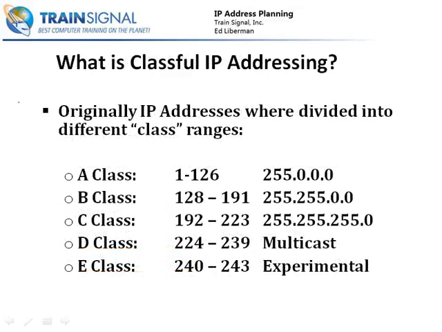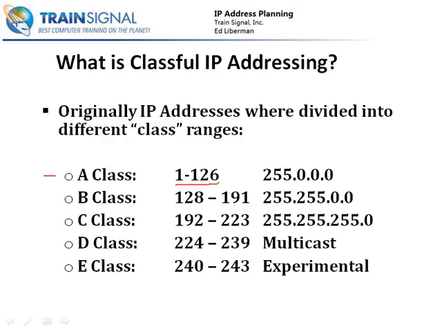Now let's talk about classful IP addressing. When TCP/IP and the internet were first developed, all IP addresses were divided into different class ranges. And they are the A, B, C, D, and E class range of IP addresses. And these classes can be recognized by looking at the first octet in the IP address. Here, in the A class range, you will see that the first octet can have a number of 1 to 126.